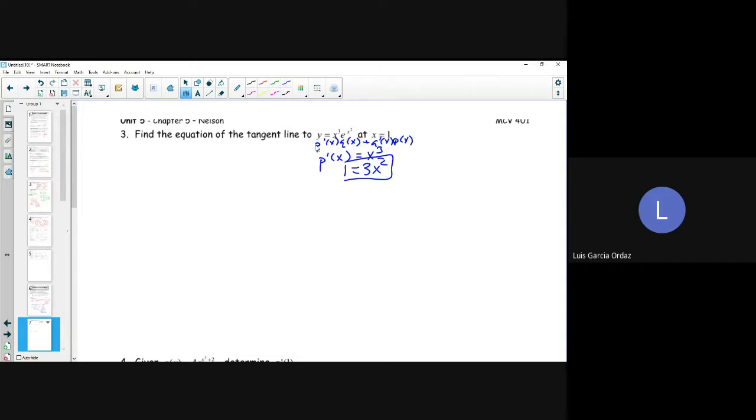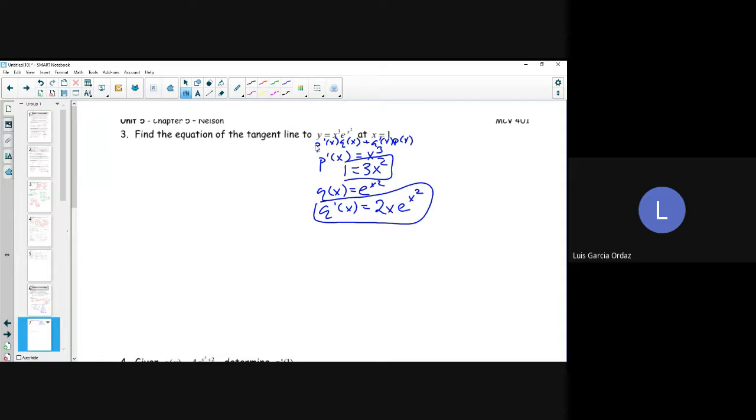Now what is my q of x? I know my q of x is e to the x squared. Can someone tell me the derivative of e to the x squared? What is my derivative of e to the power of x squared? Yep. So it would be 2x e to the x squared. Now we can use this information to make our lives easier.